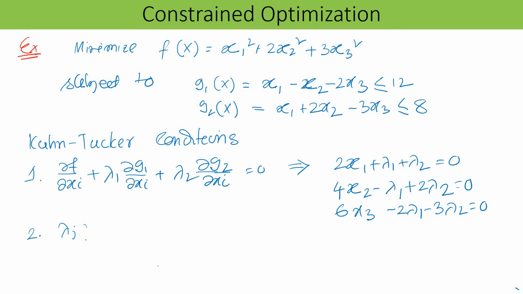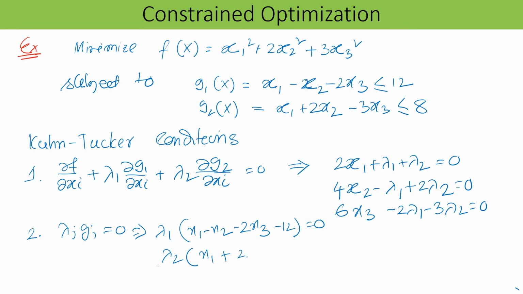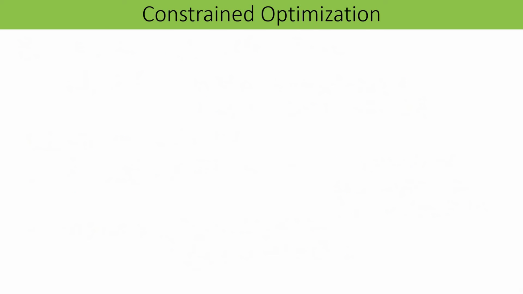Then what is the second condition? That lambda_j z_j is equal to 0. So what I'm getting here is lambda 1 times (x1 minus x2 minus twice x3 minus 12) equal to 0, and second, lambda 2 times (x1 plus twice x2 minus thrice x3 minus 8) equal to 0. Now the third condition is that z_j less than 0.